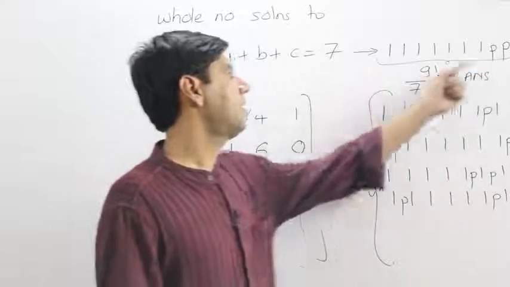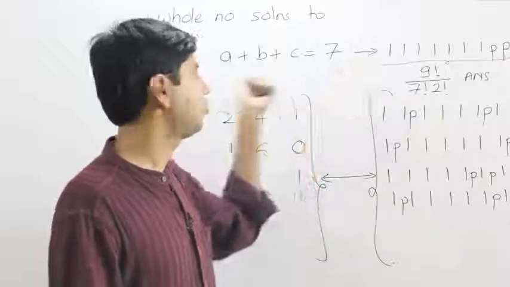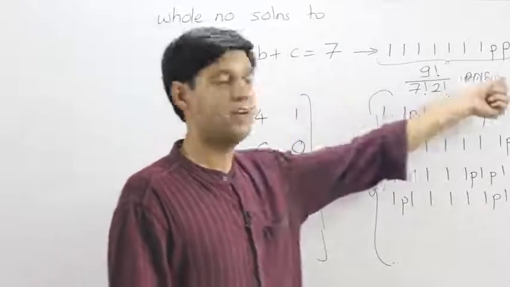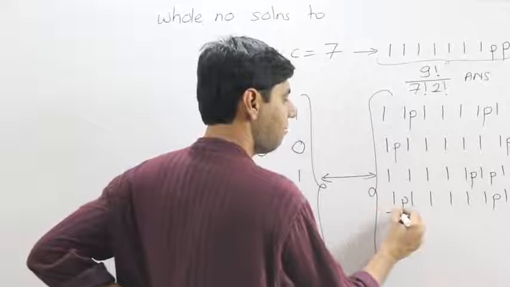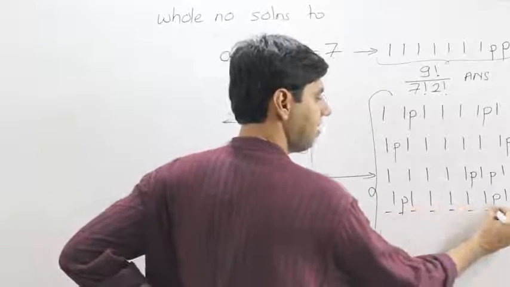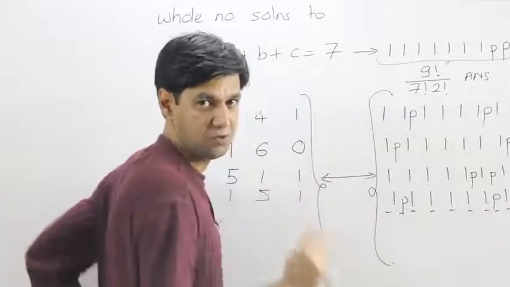Right? So I prefer using it this way: 7 ones, and to make it into 3 groups, 2 partitions, 7 and 2. There is an alternate way also. In every one of these, if you look, there are 1, 2, 3, 4, 5, 6, 7, 8, 9 positions. What are those 9 positions?